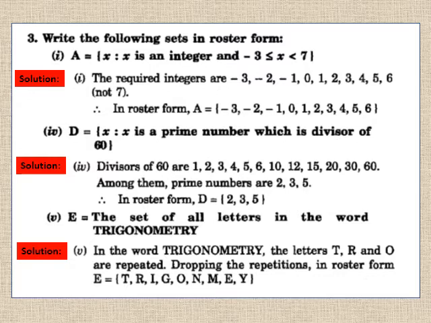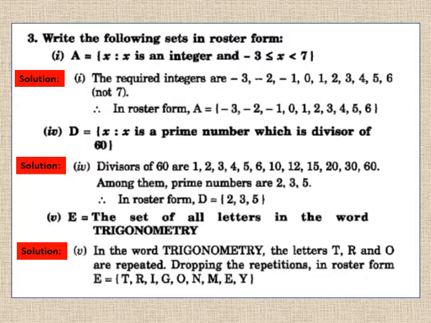So in the same way we have the fourth part. D equals the set of X such that X is a prime number which is a divisor of 60. Okay, so we have a well defined set. Now parts A, D and E are written in the definition form, that is the set builder form, and we are converting set builder form into roster form. Now we have to find the divisors of 60 that are prime numbers.